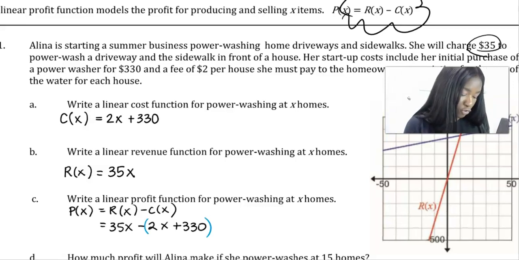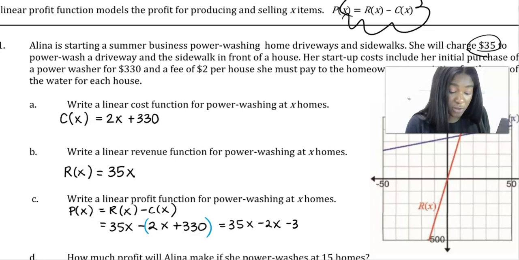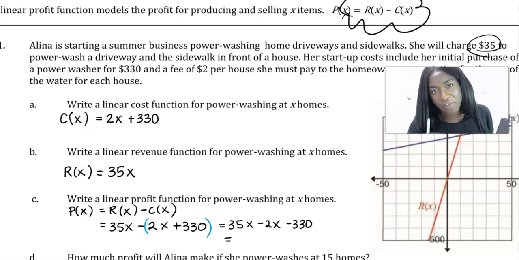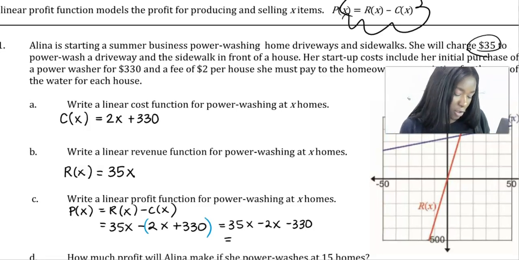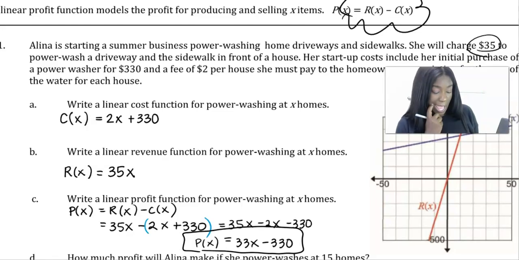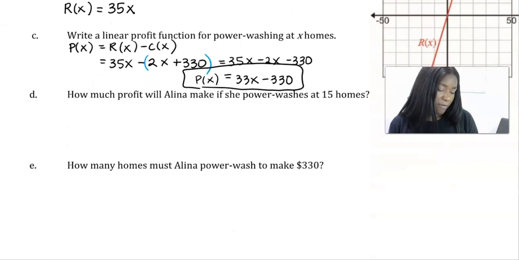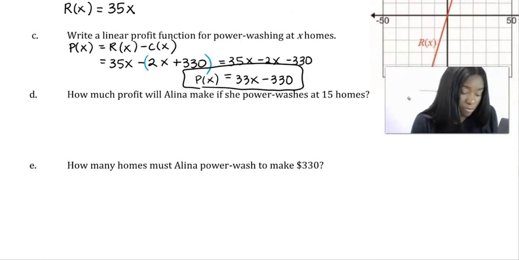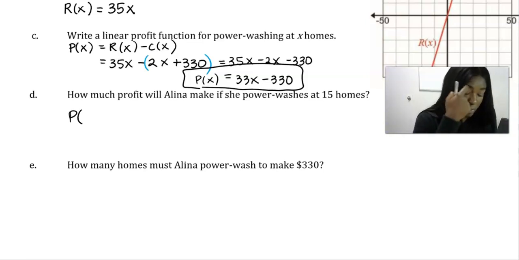So our profit function is really 35x minus 2x minus 330. 35 minus 2, those are like terms. They both have the x. We can combine them to give us a profit function of 33x minus 330. That's our profit function. Part D asks us, how much profit will she make if she power washes 15 homes? Well, we need to plug in 15, because remember, x represents how many homes she has power washed.